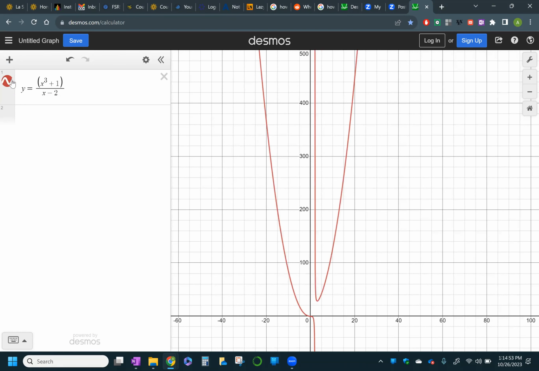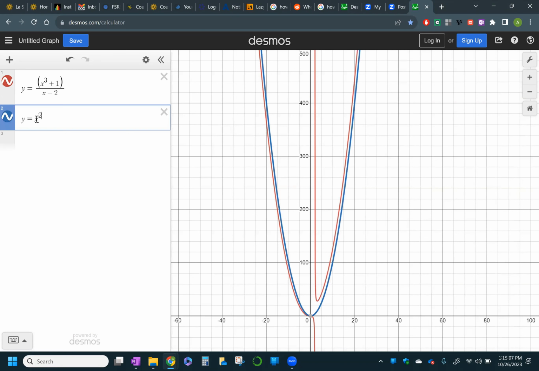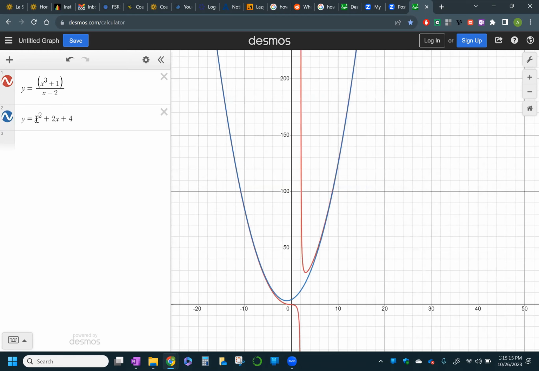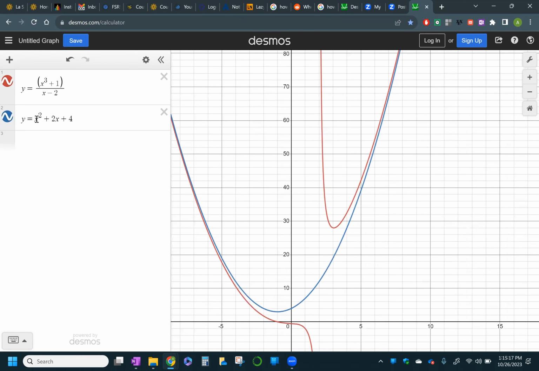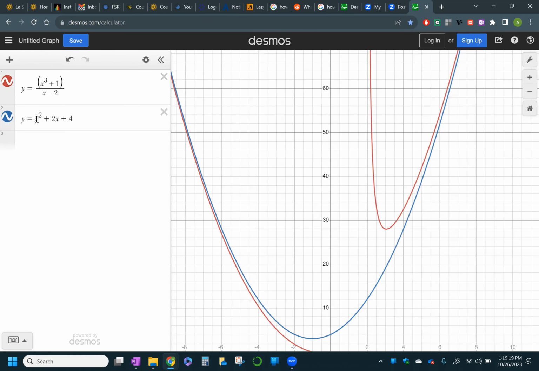Let's change the colors a little bit. Okay, what was the equation for that parabola? x squared. What else? Plus 2x plus 4. Hey, look at that. It's a parabolic asymptote. Isn't that cool? It's approaching that forever and ever to the right and left.